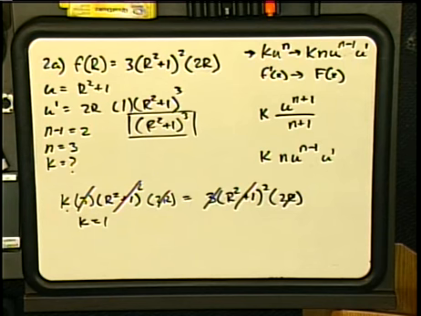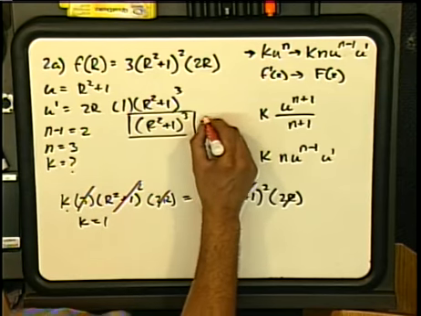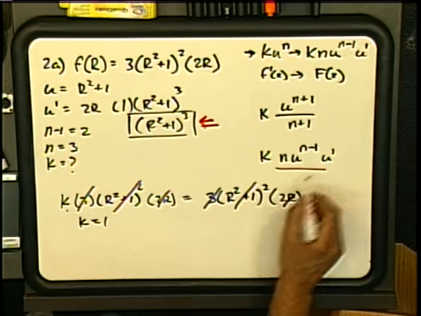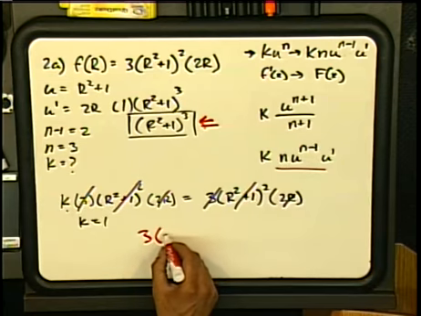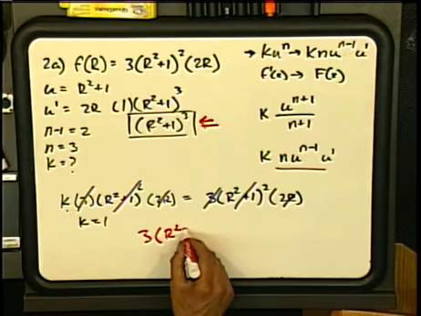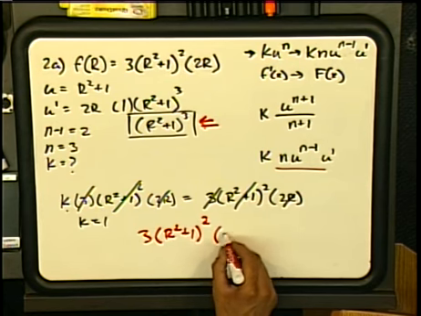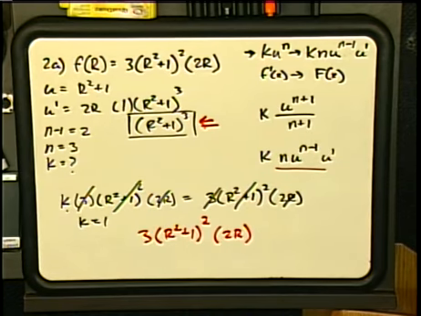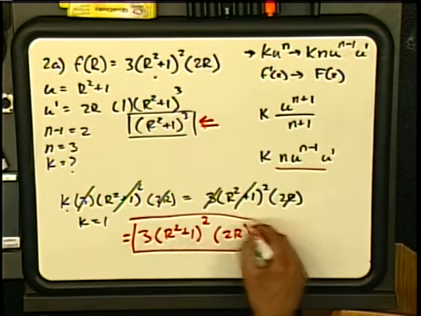And we're going to check it by taking the derivative of our answer. Using this, we will get 3 times R squared plus 1 squared times 2R. And that's what we got up here. So we know the answer's right.